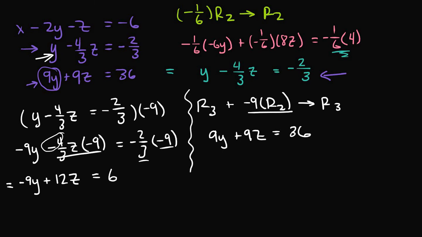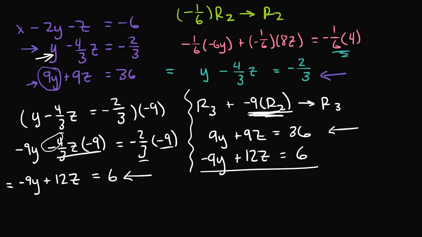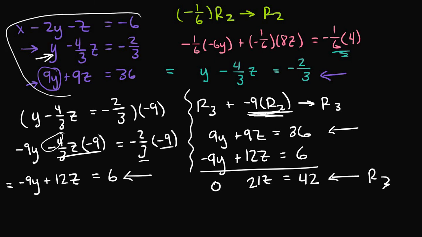So let's jump back over here. Our R3 was this equation here, and we're adding negative 9 times R2, which is this equation here. So we have negative 9y plus 12z is equal to 6. And if we add these terms together, we get 0 here, which is what we wanted. And then 12z plus 9z is 21z. And 36 plus 6 is 42. So this is our new R3 for this system that we were working on, right?